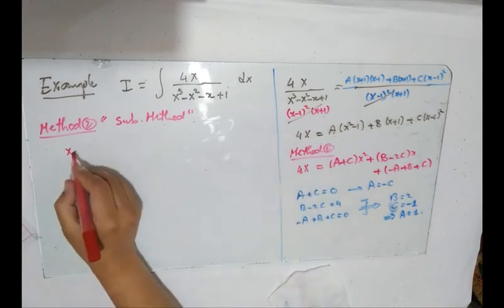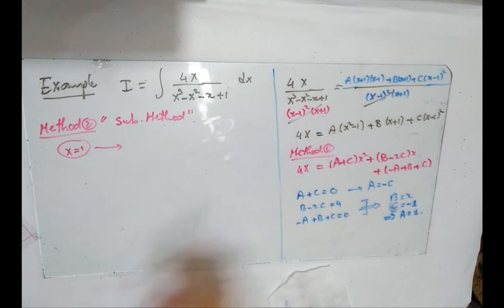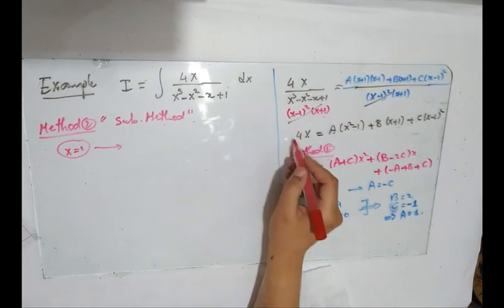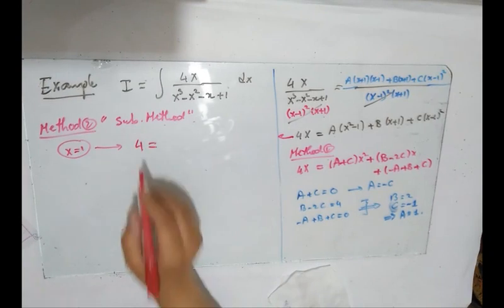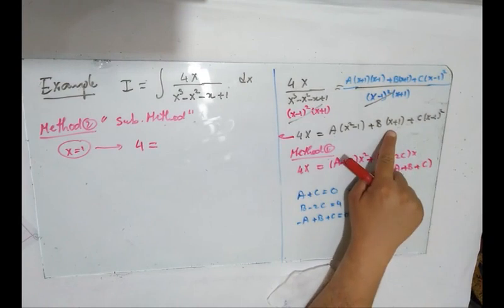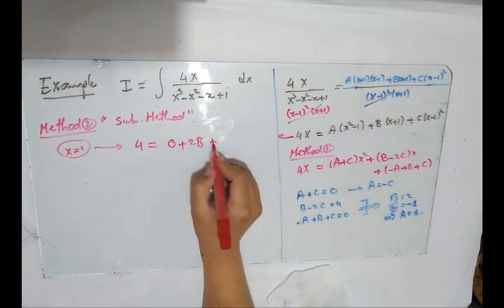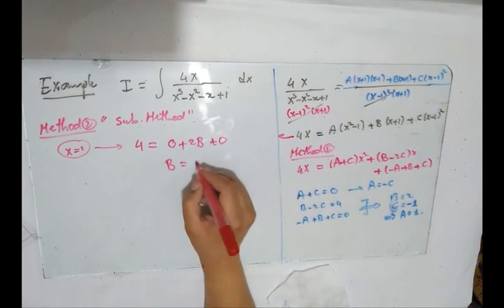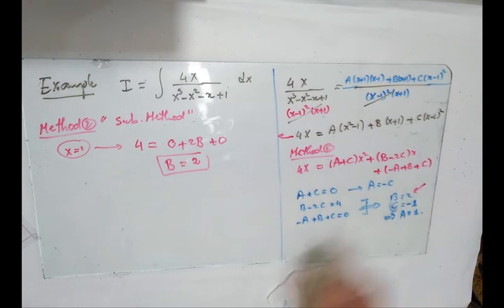So if you substitute x equals 1 in this equation, the right hand side will be 4, and on the left hand side this will be 0, this will be 2b, and this will be 0. So you will have 0 plus 2b plus 0. So you can find that b equals 2, which is the same as this one.